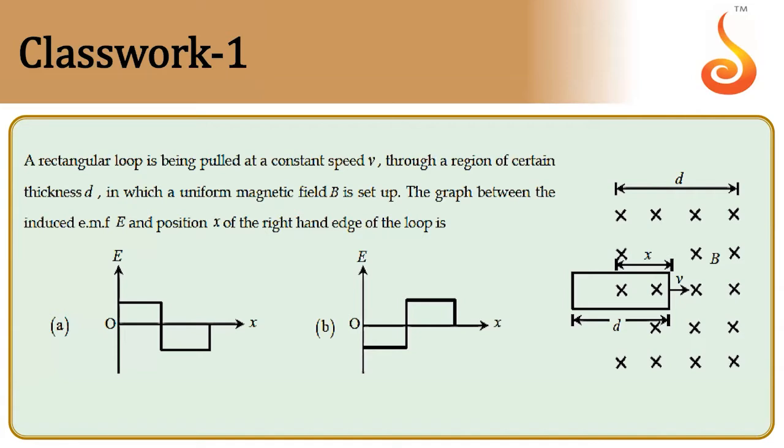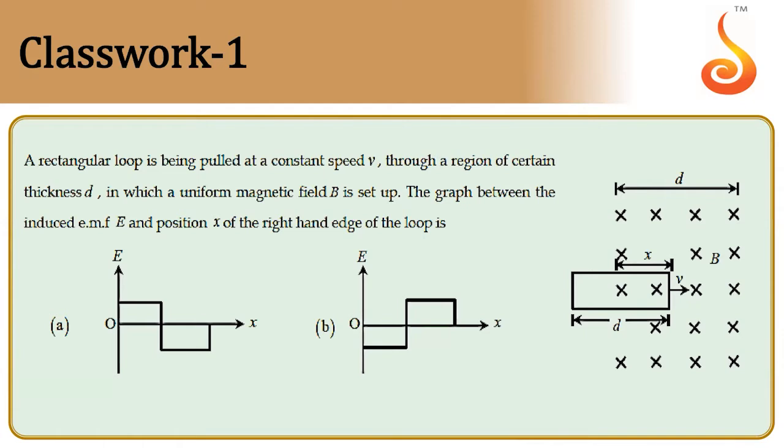EMI and AC. See that first question. A rectangular loop is being pulled at a constant speed V through a region of thickness D in which a uniform magnetic field B is kept. The graph between induced EMF E and position X of the right hand edge of the loop is, okay.